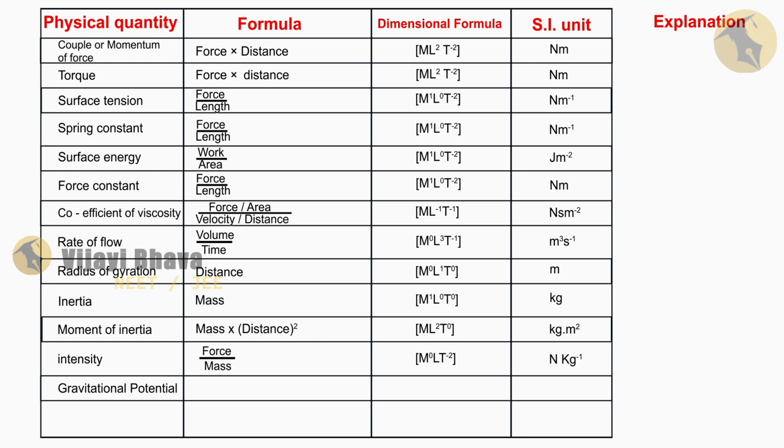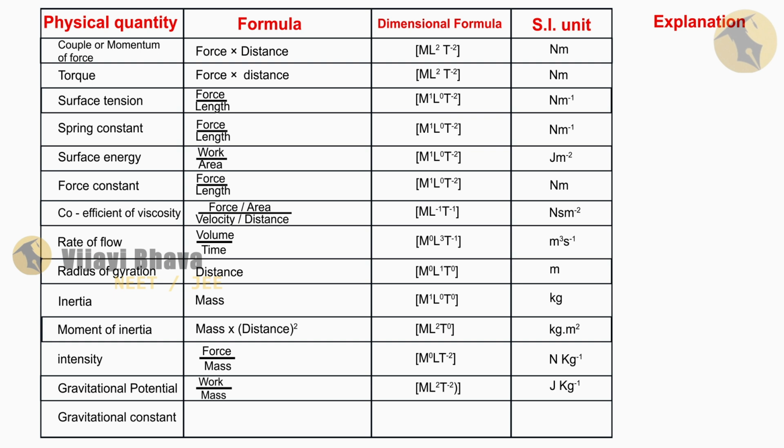Gravitational potential. Gravitational potential has the formula work by mass. Work is M1 L2 T minus 2, by mass, which is M1. M1 and M1 get cancelled. Gravitational potential has a dimensional formula M0 L2 T minus 2. The next one, gravitational constant.